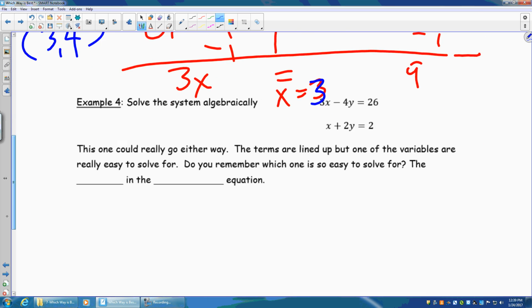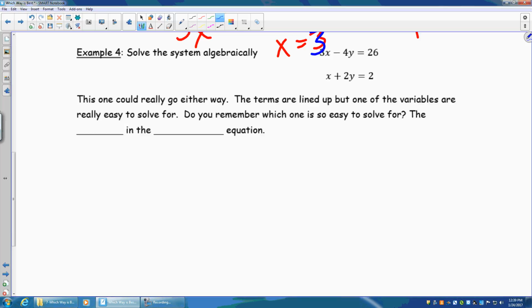All right, so let's take a look at example 4. Again, this is one that could really go either way. The terms are lined up, so I would typically do elimination. But one of the variables is really, really easy to solve for. So again, I could multiply this one by something to get rid of the y's. What could I multiply it by to get rid of the y's? In fact, I think you could even get rid of the x's here, couldn't you? But anyways, to get rid of the y's, I could multiply it by 2. If I wanted to get rid of the x's, I'd multiply it by negative 3.